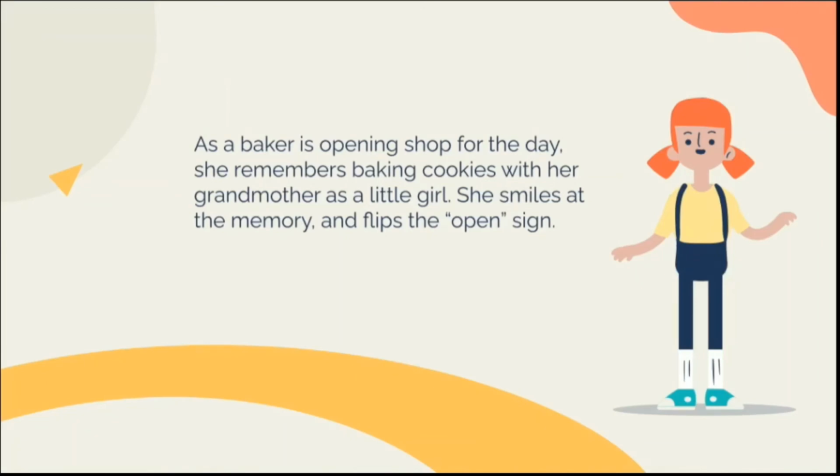Now we're going to look at an example of a flashback that's in the form of a memory. As a baker is opening up shop for the day, she remembers baking cookies with her grandmother as a little girl. She smiles at the memory and flips the open sign. Here, the reader understands more about the character and maybe even why the character became a baker in the first place.